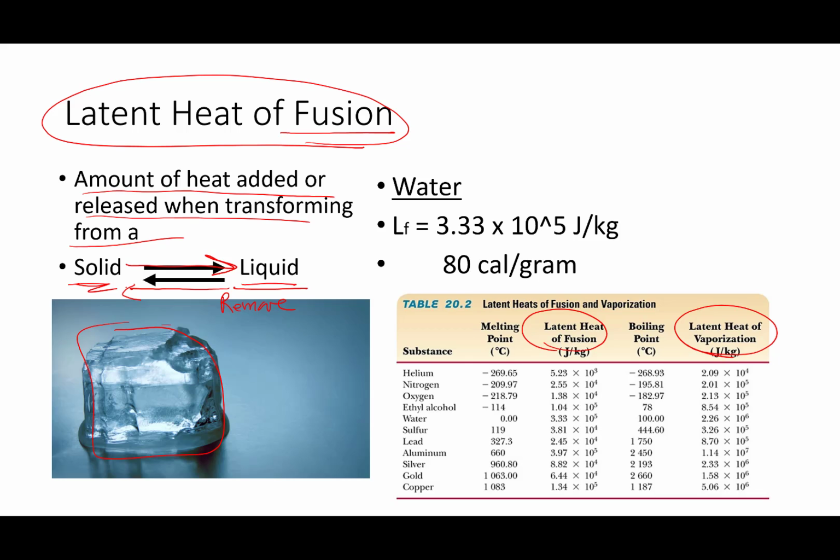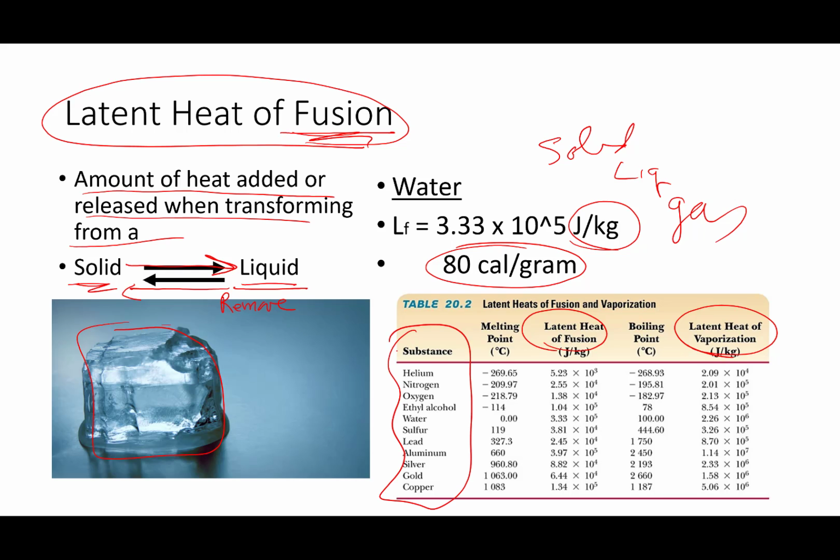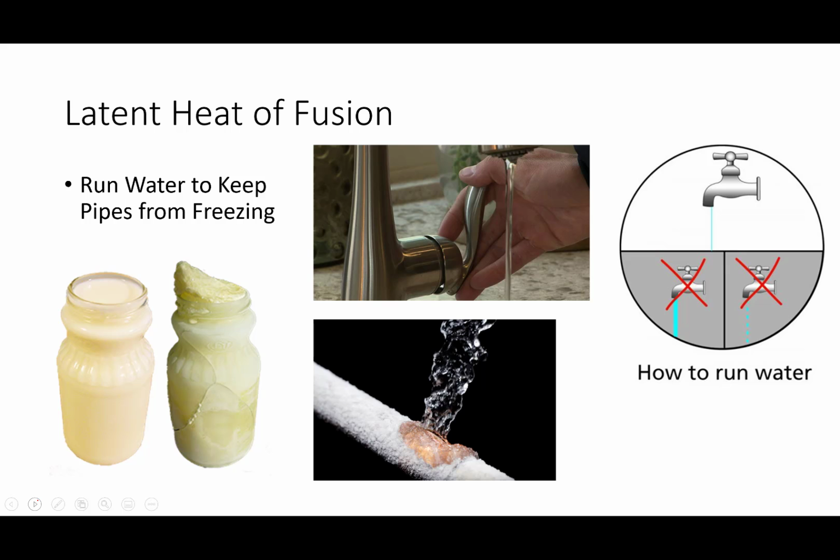Now, this is a quantifiable, numbered amount of energy, and it can be measured in calories per gram or joules per kilogram. Water is the substance that you and I are very familiar with. We see it in the solid, liquid, and gaseous state on a daily basis. But these latent heats of fusion occur for lots and lots of different substances, and those values are known, and scientists have measured those.